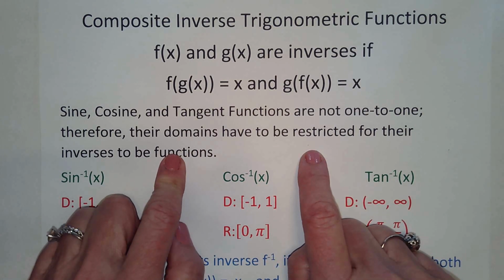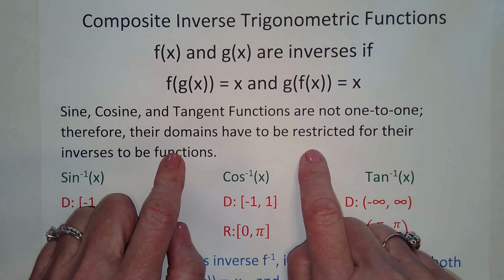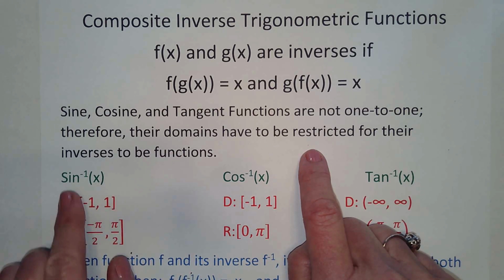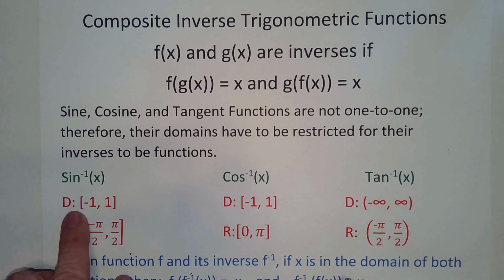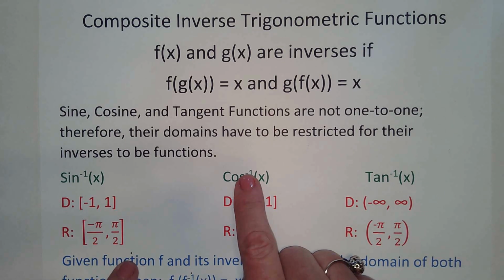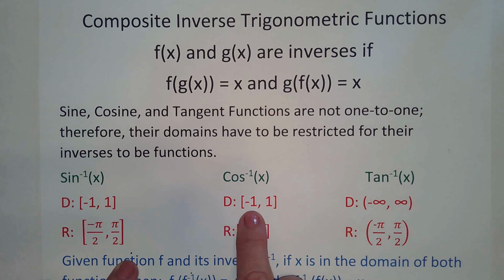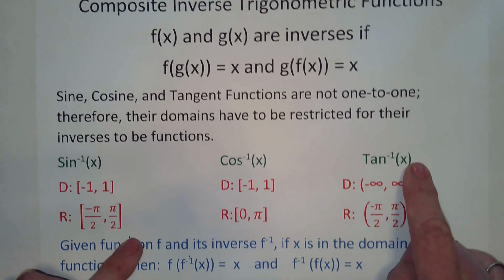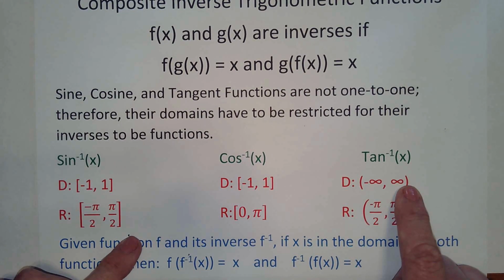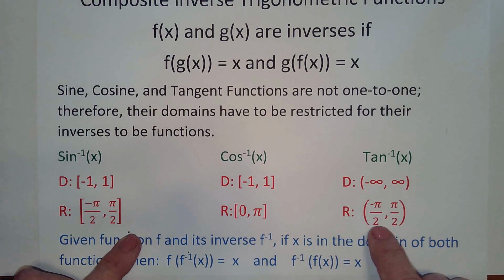Sine, cosine, and tangent functions are not one-to-one. For these functions to have an inverse, they must have domain restrictions. For sine inverse of x, the domain is restricted from -1 to 1. The range is restricted from -π/2 to π/2. For cosine inverse of x, the domain is restricted from -1 to 1, and the range is restricted from 0 to pi. For tan inverse of x, the domain is the set of reals, and the range is restricted from -π/2 to π/2, not inclusive.